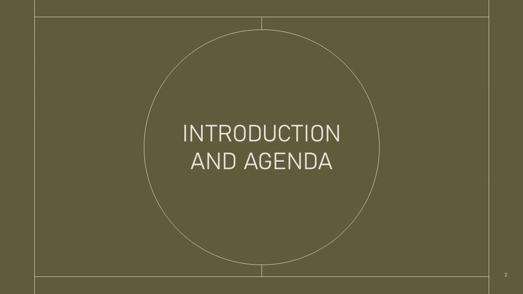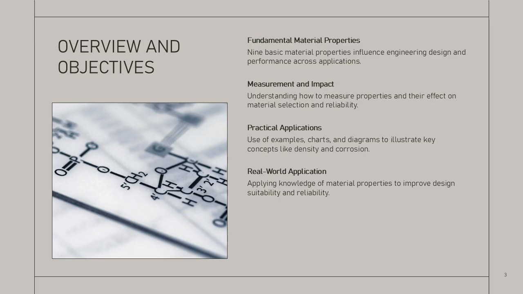Our goal is to understand key material properties and their practical implications. This presentation introduces 9 fundamental aspects of material properties that influence engineering design and performance. The objective is to provide a clear understanding of physical and chemical properties, their measurement, and their impact on applications. We will explore how these properties guide material selection, affect reliability, and determine suitability for specific environments.